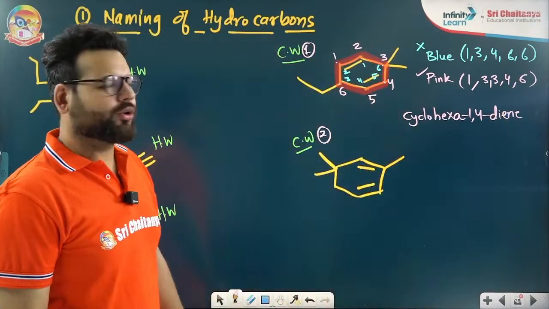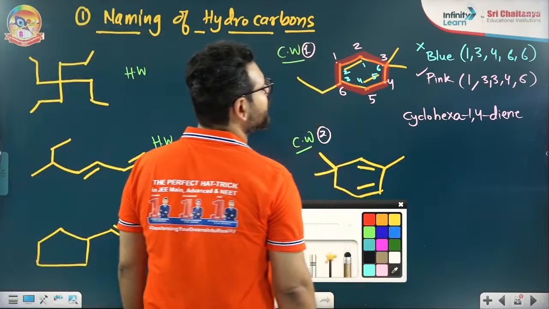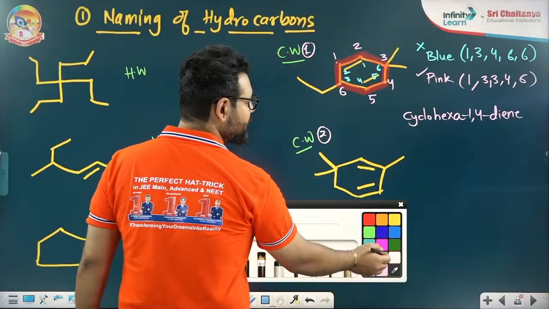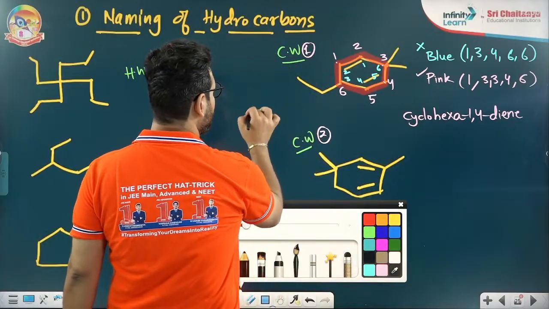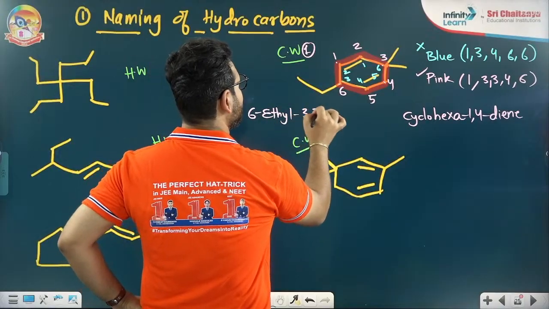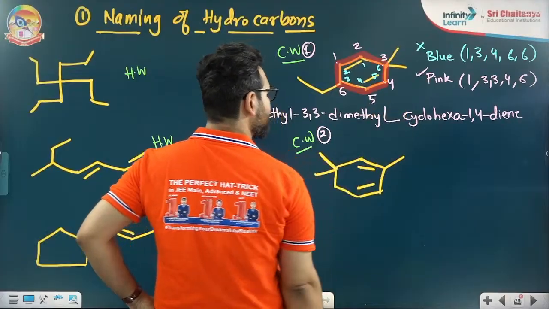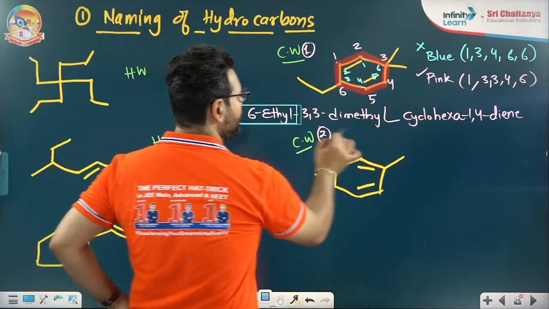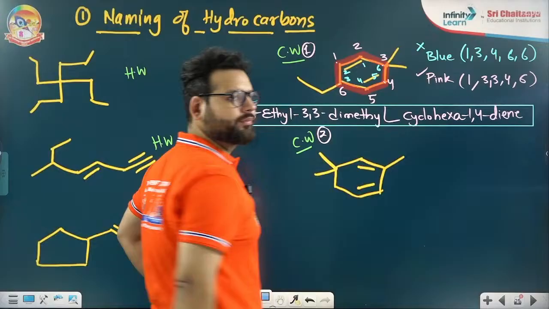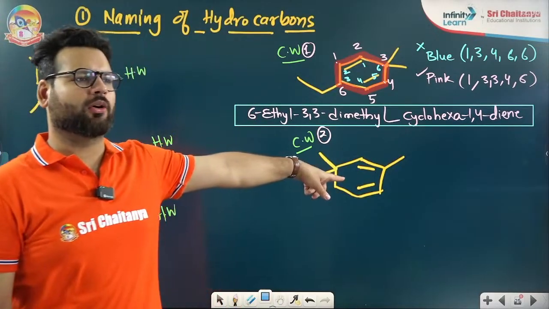Cyclohexa 1,4-diene. With the pink numbering, methyls are coming on third, ethyl is coming on sixth. So 6-ethyl, 3,3-dimethyl cyclohexa 1,4-diene. Clear? Quickly tell me. Do the next one now.